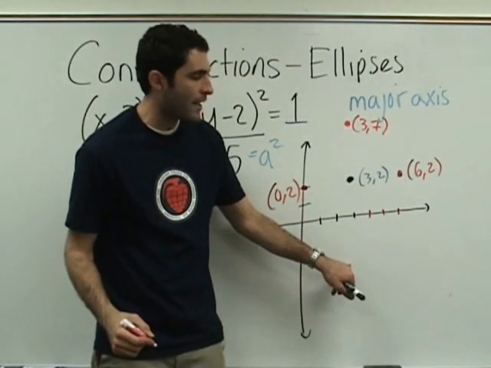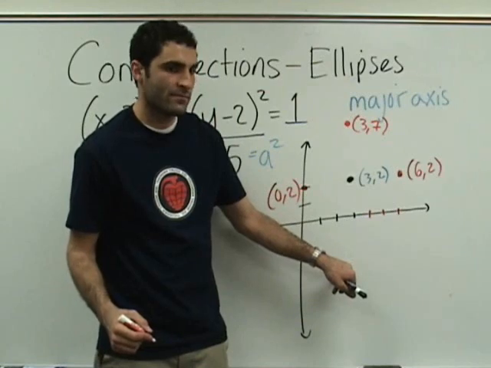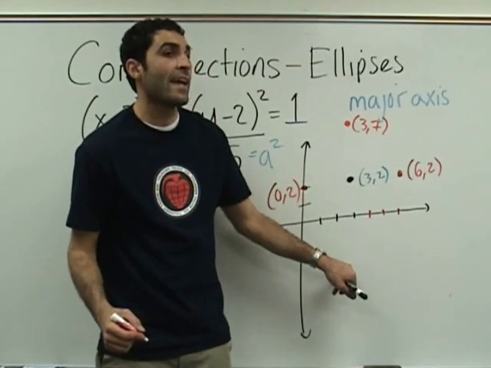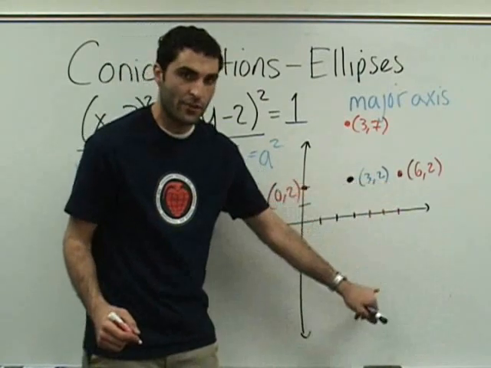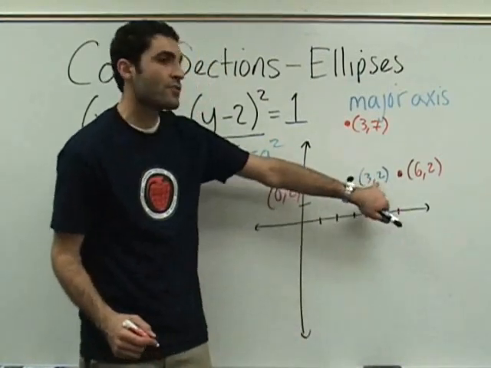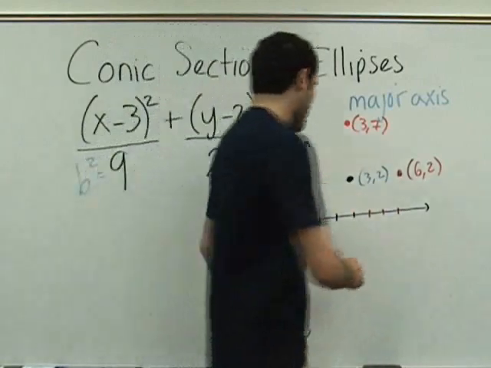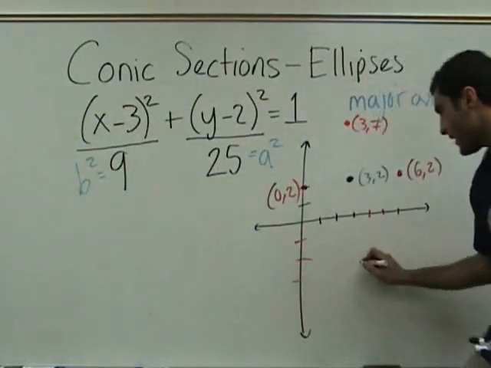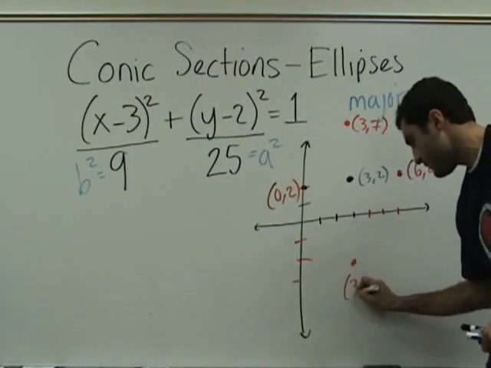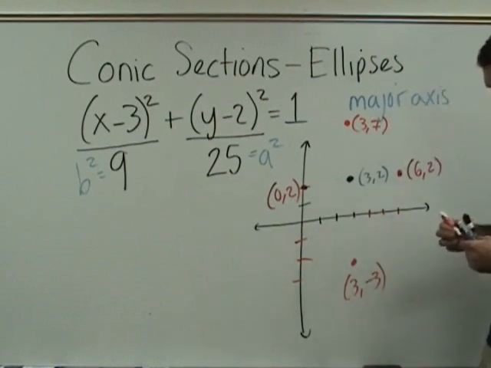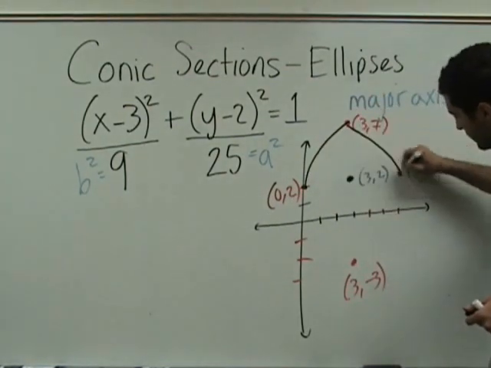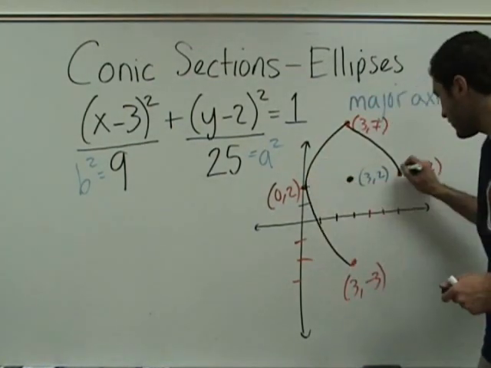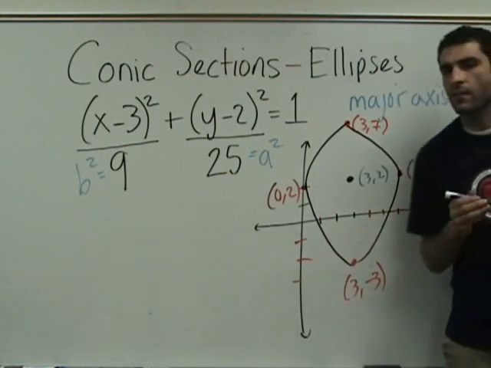Not 3, -7. Try again. 3, -3. Because we subtract 5 from the y value. We subtract 5 from 2, that's -3. So 3, -3 down here. Okay, we've just drawn our ellipse now. Notice it's a longy. Alright, it's a longy now.